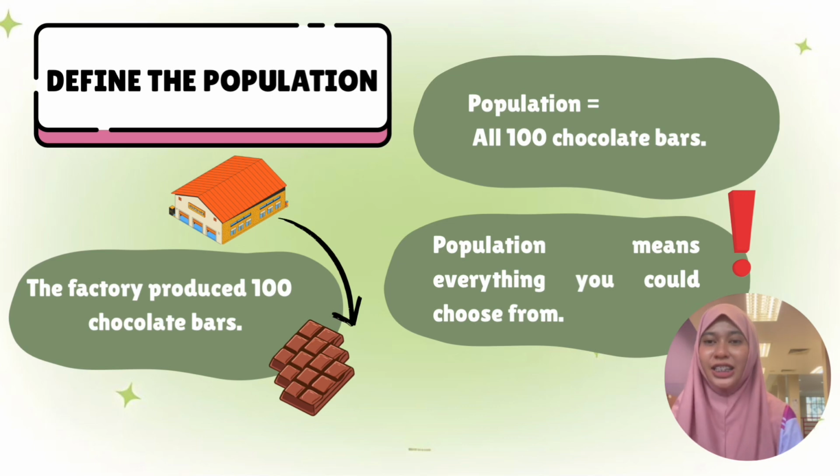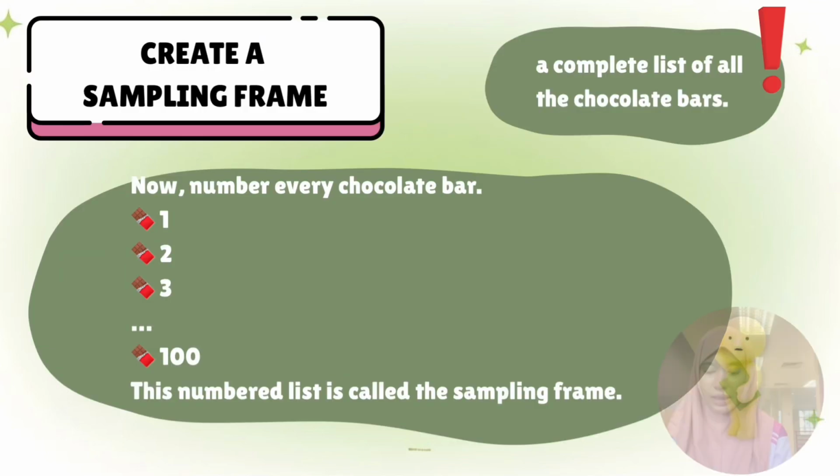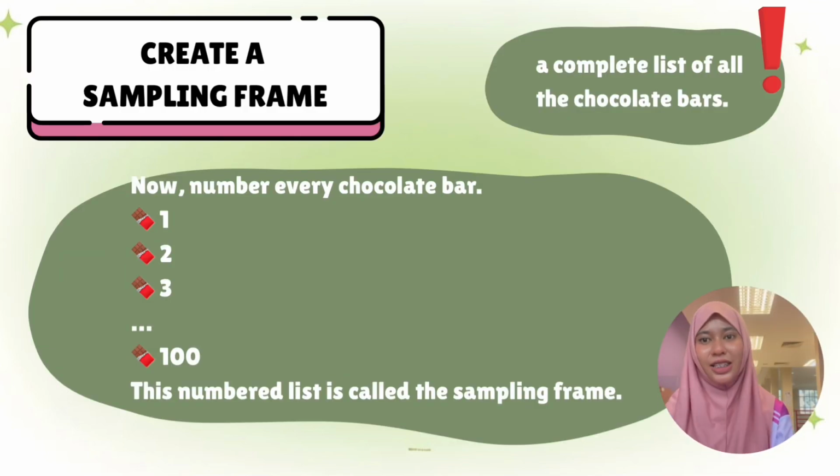Step 1. Define the population. The population is the entire group that we want to study. In this example, the population is all 100 chocolate bars produced by the factory. Next, create a sampling frame. This means making a complete list of all the chocolate bars. We simply number them from 1 to 100 so that every chocolate bar has its own number.